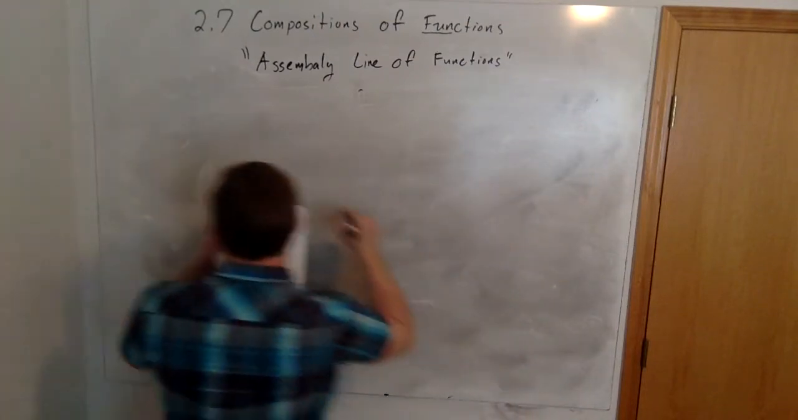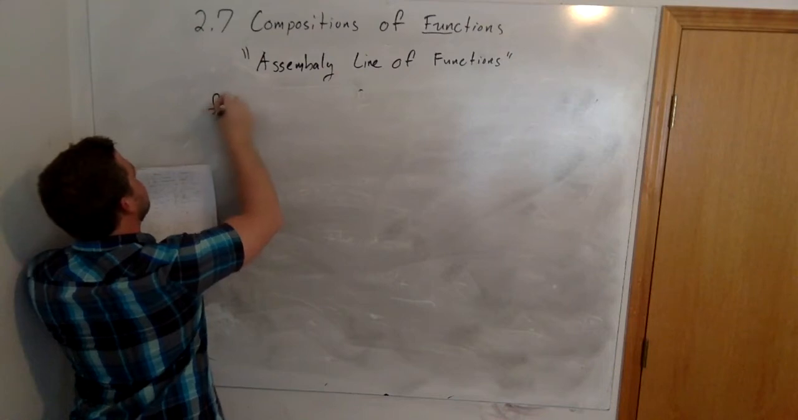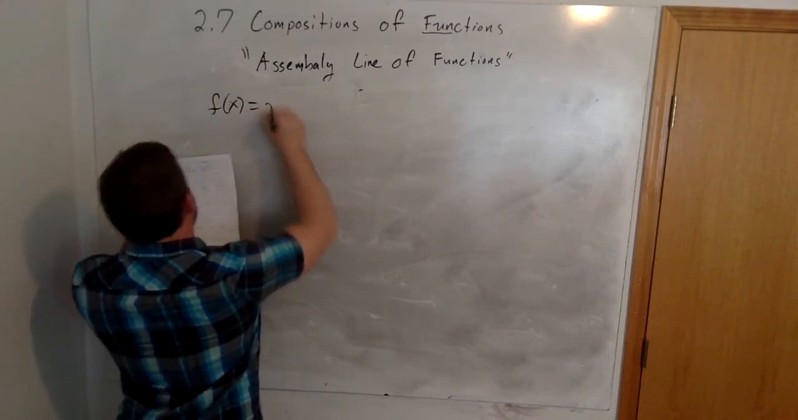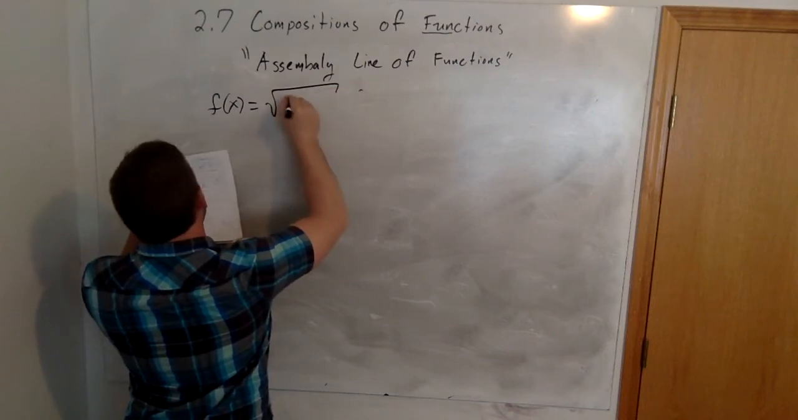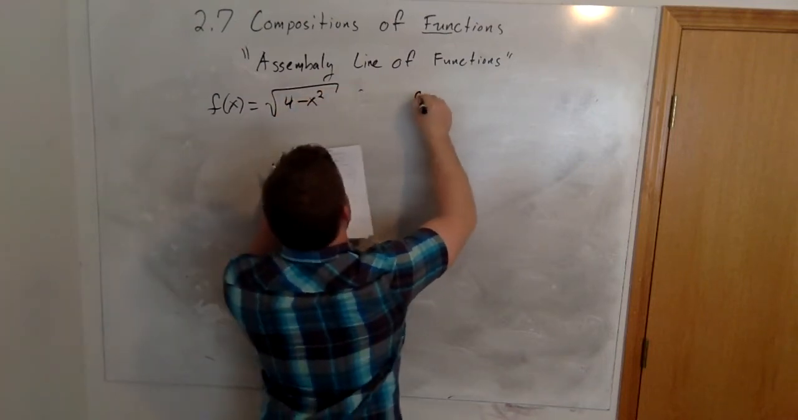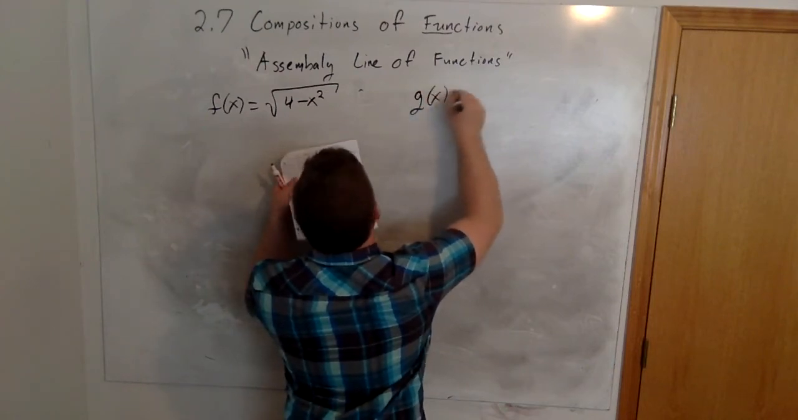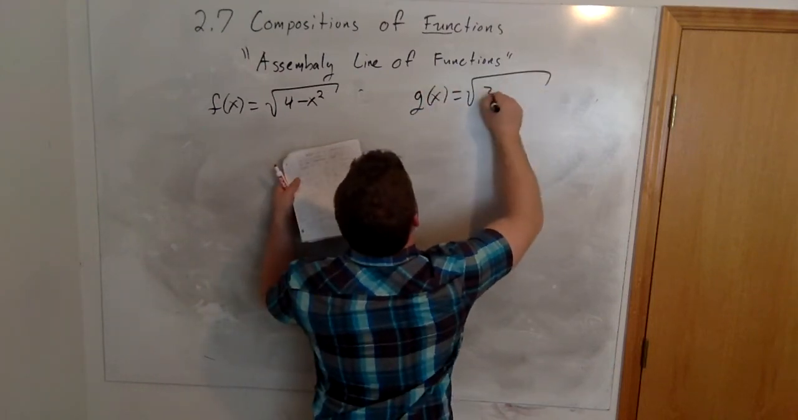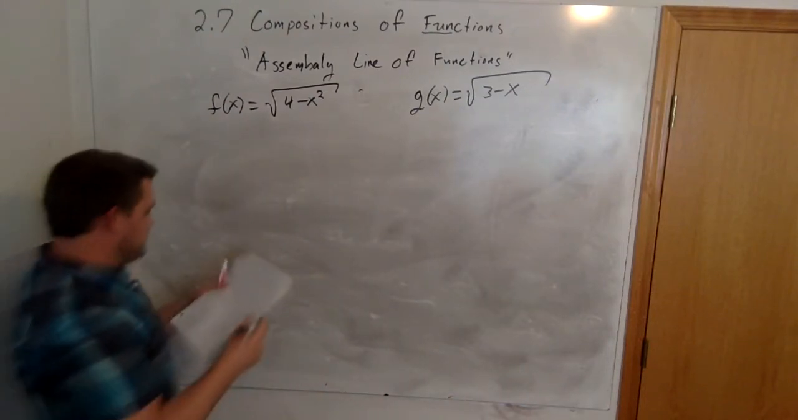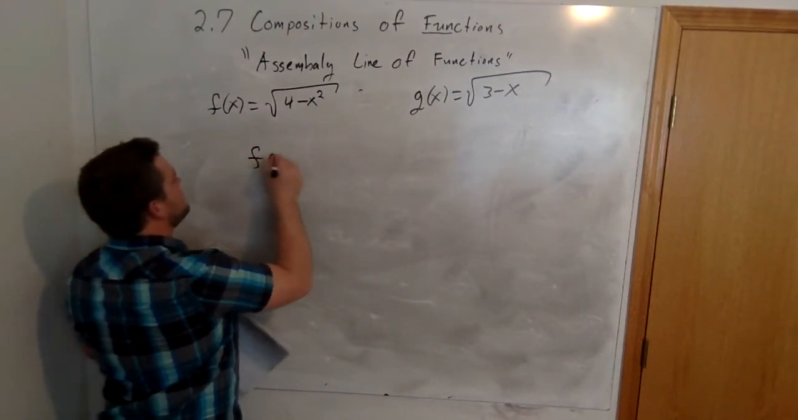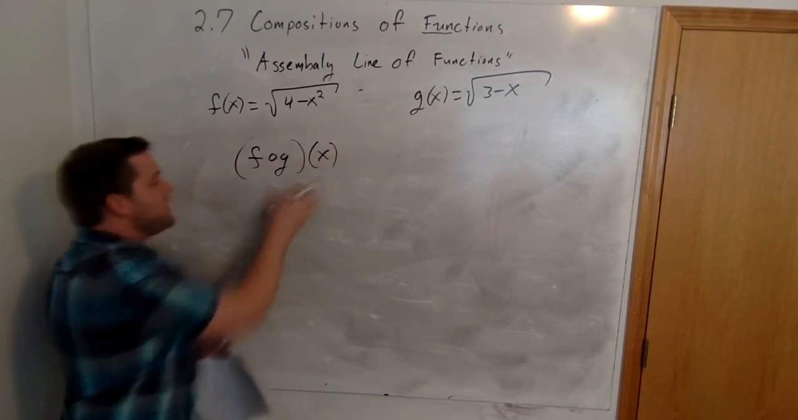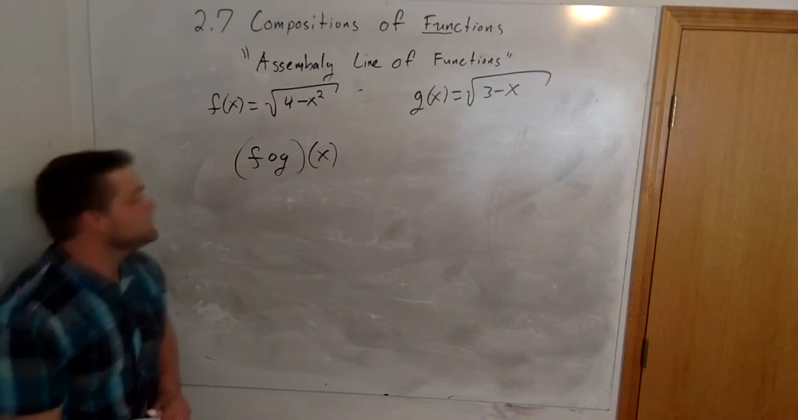Okay, so let's say we have the function f of x, which is equal to the square root of 4 minus x squared. And let's say we also have that g of x is equal to the square root of 3 minus x. Let's go ahead and compute f of g of x. Go ahead and pause the video and try to compute f of g of x.